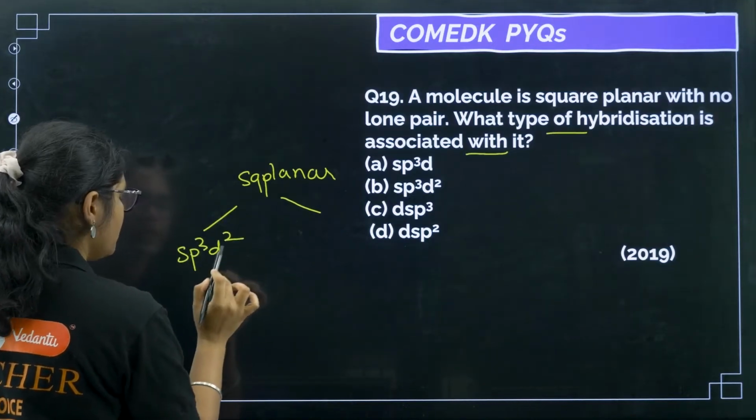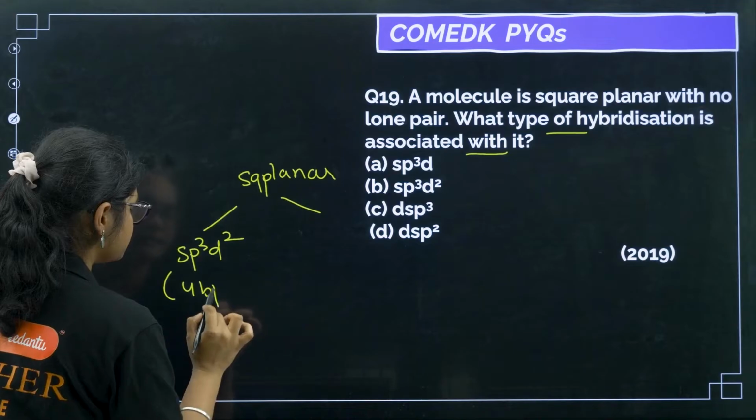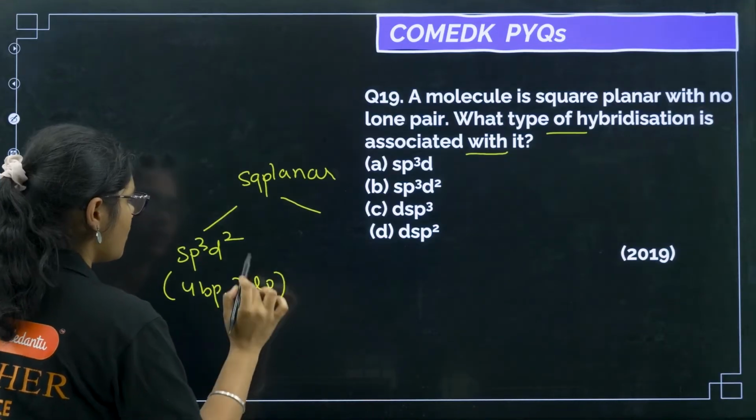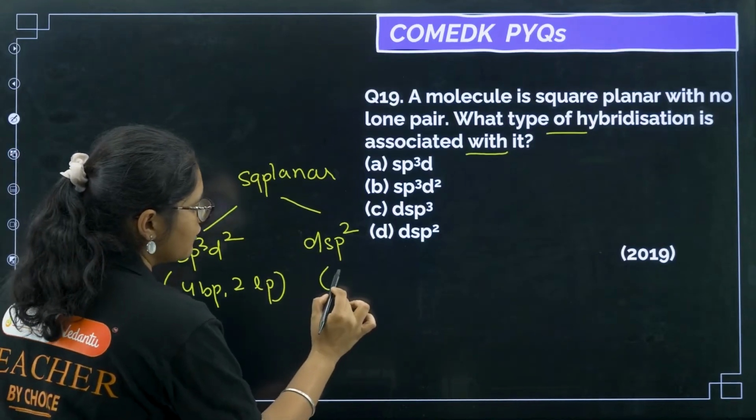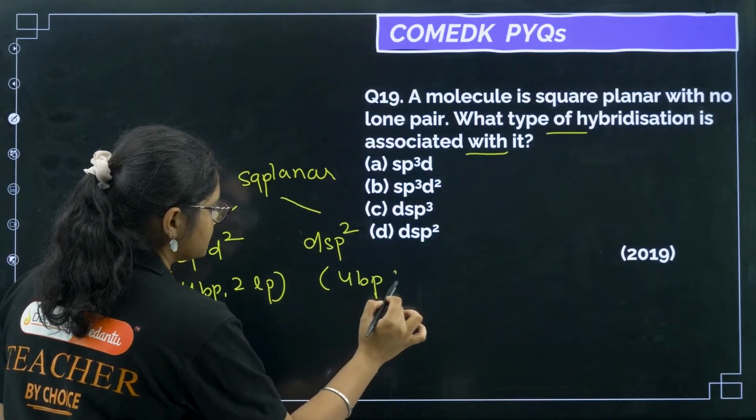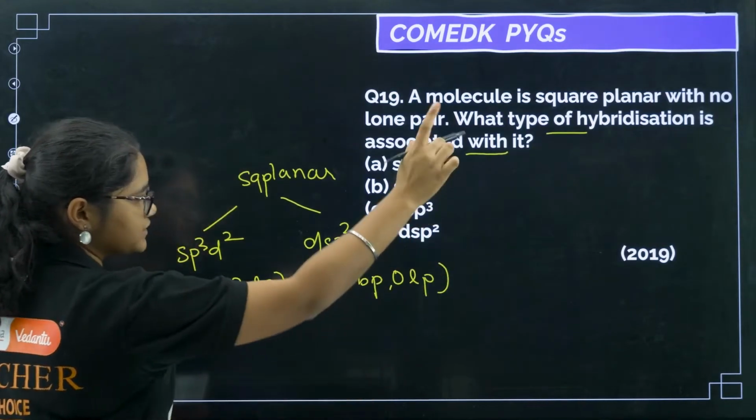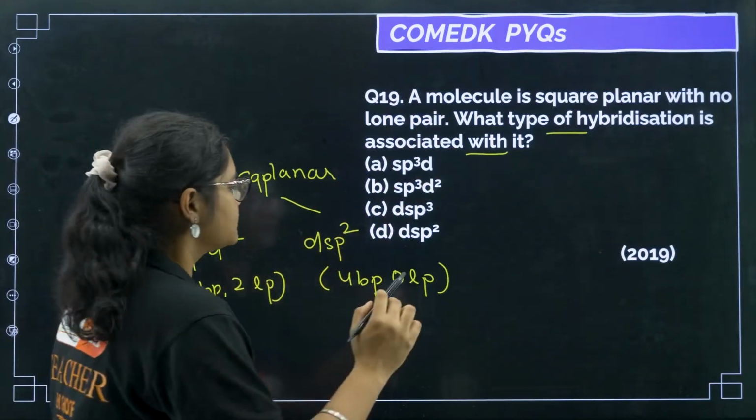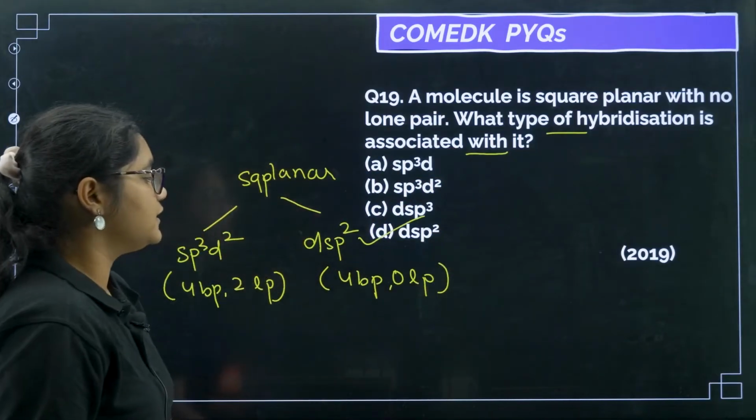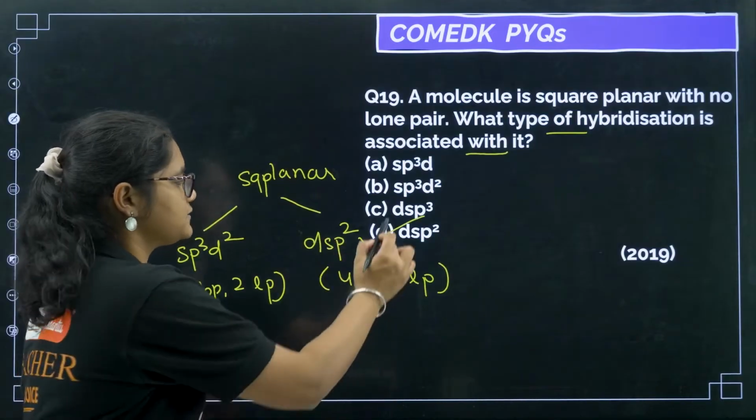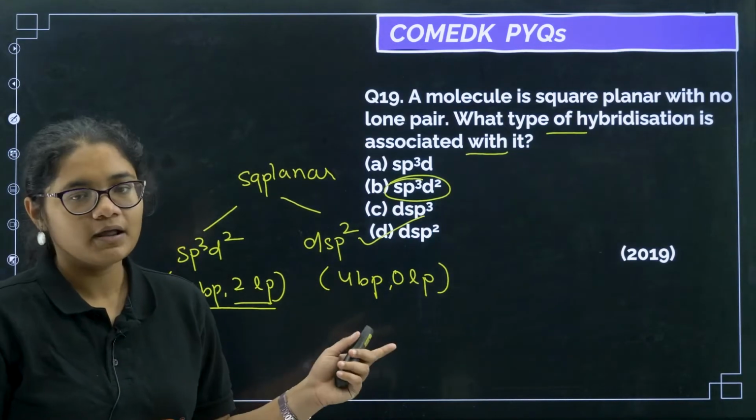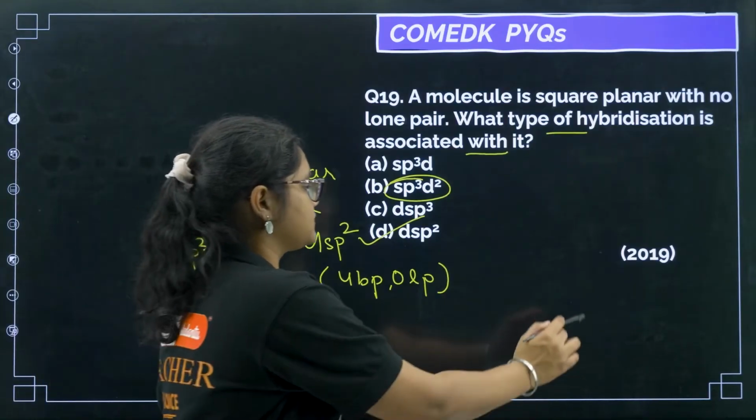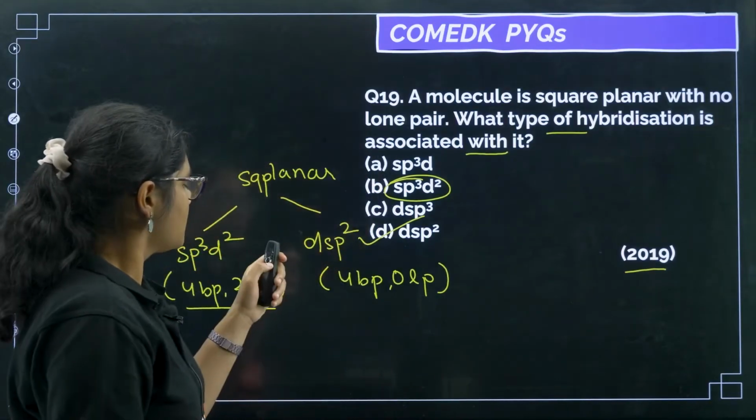sp3d2, where you have 4 bond pairs and 2 lone pairs. Or it can be in the case of dsp2 hybridization, where you have 4 bond pairs and 0 lone pairs. And in the question it is showing that it is 0 lone pair, so the hybridization has to be dsp2. Why is it not sp3d2? Because sp3d2 will come with 4 bond pairs and 2 lone pairs. Okay, so this question was asked in 2019.